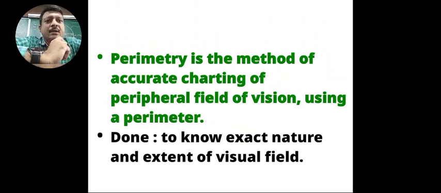So, perimetry is done to know the exact nature and extent of the visual field. Is there any defect in the visual field? Is there any defect in the visual cortex, that is the visual area, area 17, area 18, area 19, frontal eye field area, etc., in the brain?